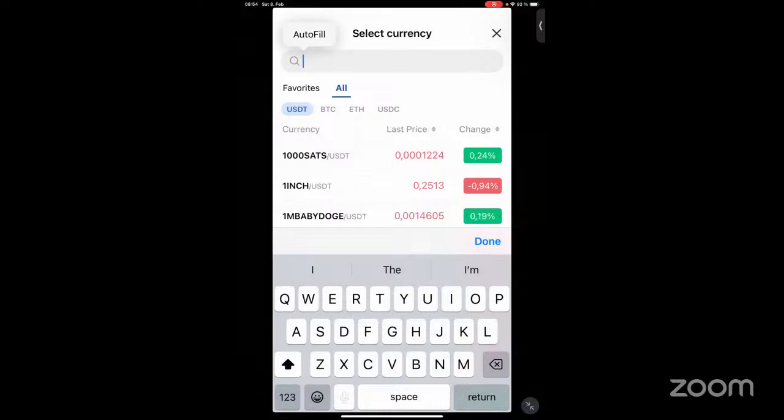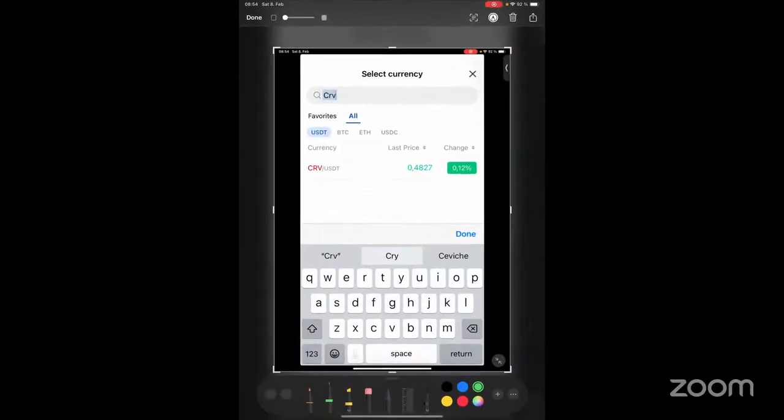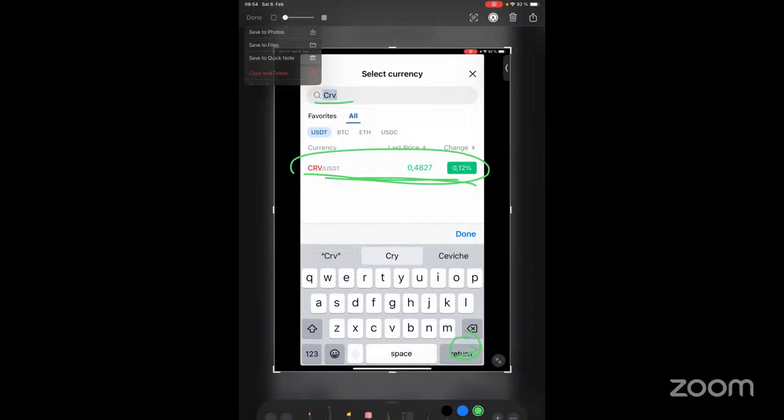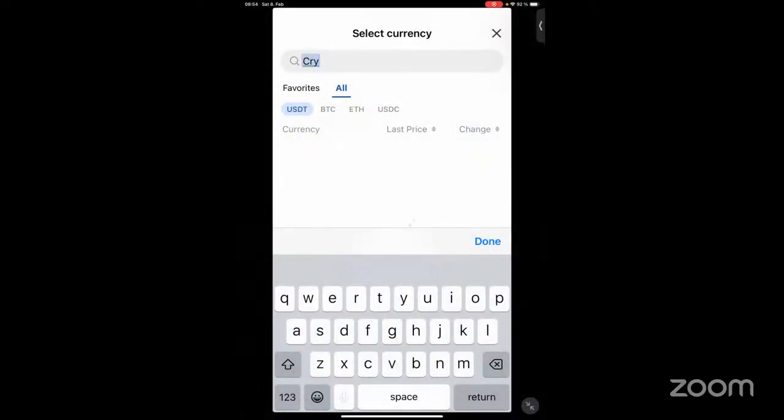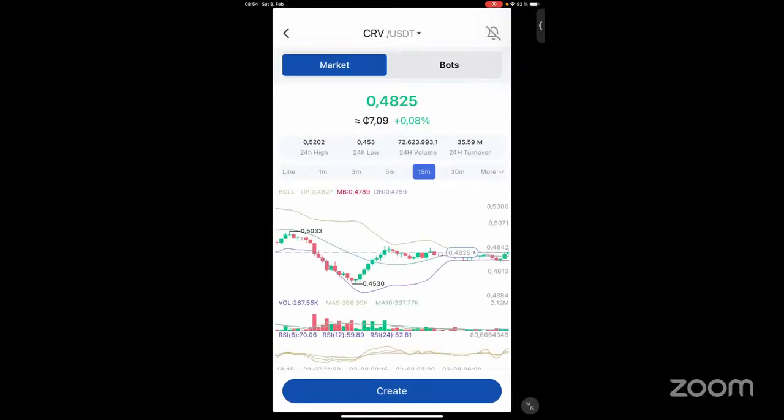Which coin will I search? CRV. Then it comes, I tap on it. Most times when the coin comes, people don't click on it. They rather go to search or return. If you do that, it will change. So just tap on it once you get the result. You tap on it, then it opens up.